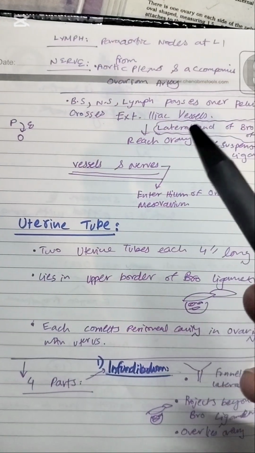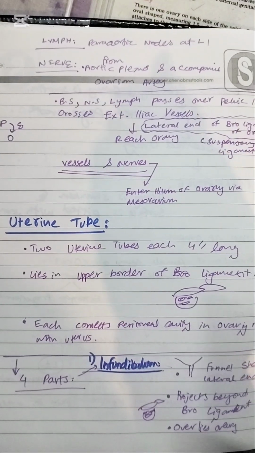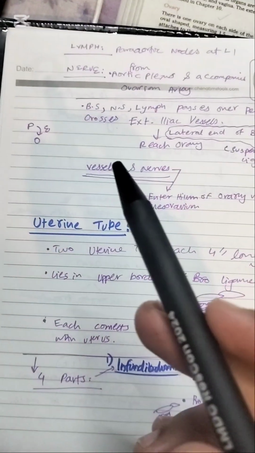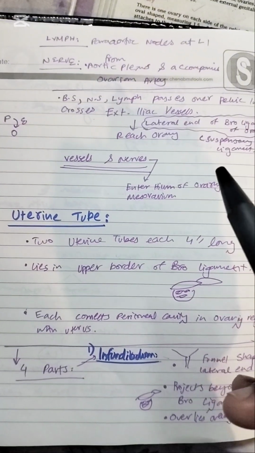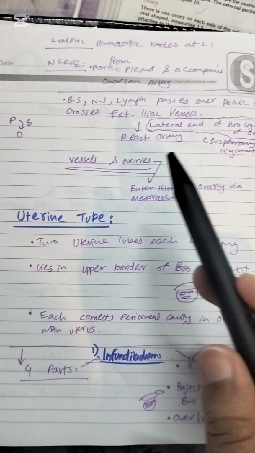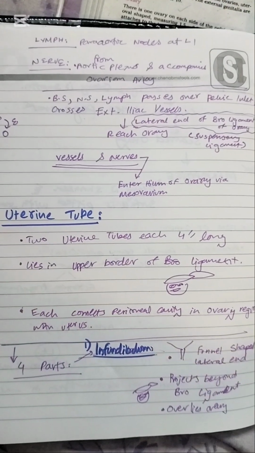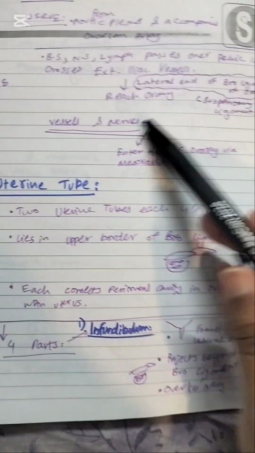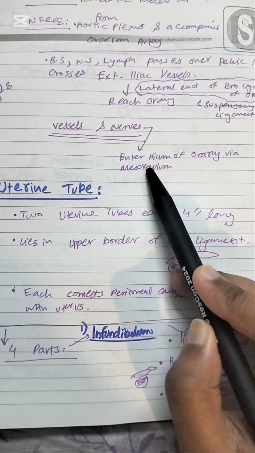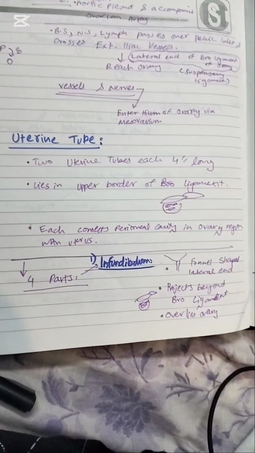Now let's talk about the blood supply. The blood supply, nerve supply, and lymphatics pass over the pelvic inlet, cross the external iliac vessels, and reach the ovary through the suspensory ligaments. You can remember all of this by PEO, and also through the suspensory ligament, which is the lateral end of the mesovarium. The vessels and nerves enter the hilum of the ovary through the mesovarium.